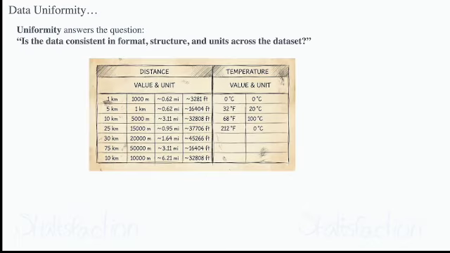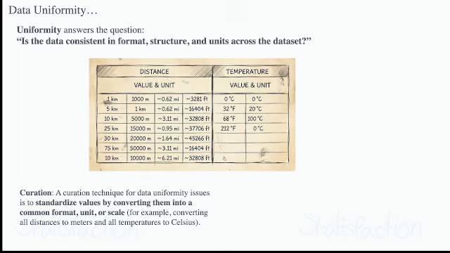Uniformity answers the question, is the data consistent in format, structure, and units across the dataset? For example, the same column of a table having values in kilometers, miles, feet, and meters. When it comes to keeping data uniform, curation means standardizing values, like turning all distances into meters or temperatures into Celsius, so everything's in the same format and easy to compare.